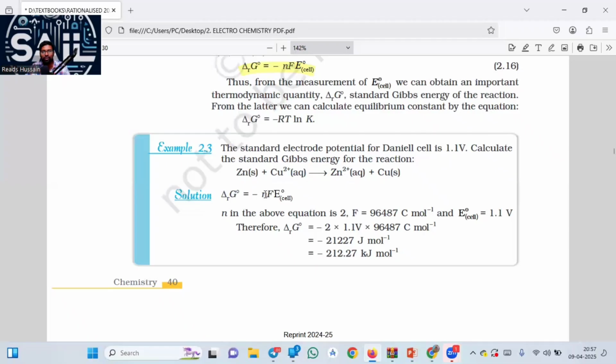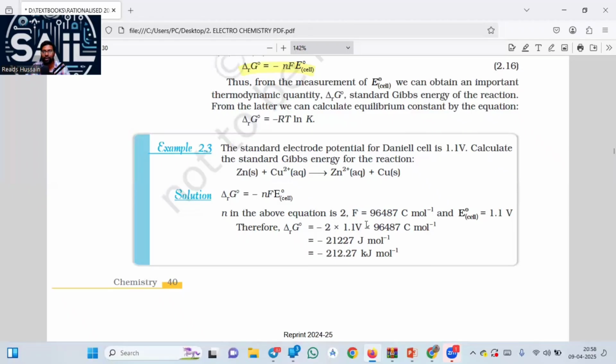So substitute n value 2 in this formula. What is F here? F is nothing but Faraday. What is the value of Faraday? 96,500. Here 96,487 is given, but no need to take that value. You take directly 96,500 coulombs per mole. Right? And the E naught value is already given in the problem, 1.1 volts. So substitute all these values. Delta G naught is equal to minus 2 into 1.1 volts, where 1.1 is the E naught value substituted before. Then the F value, that is 96,500.